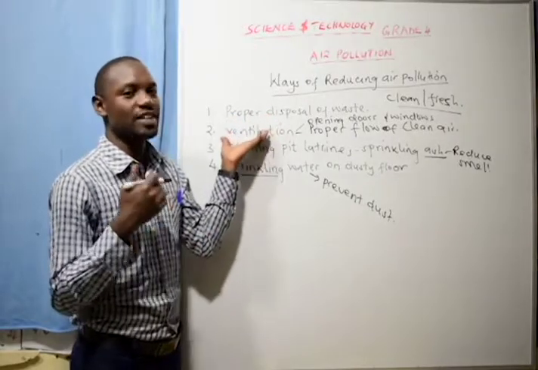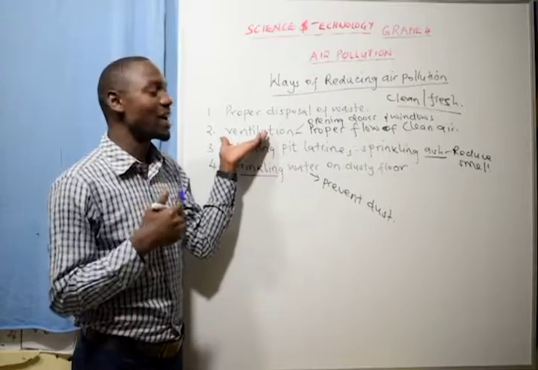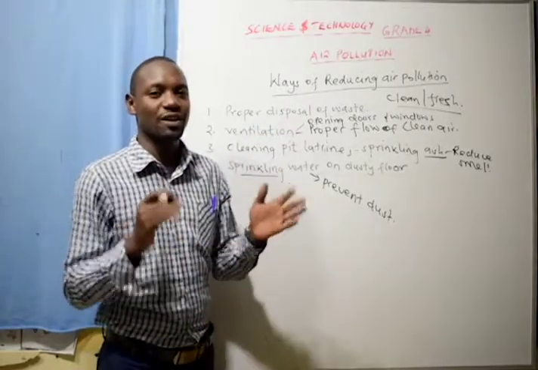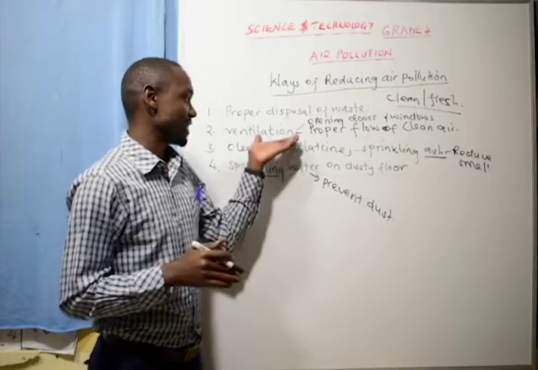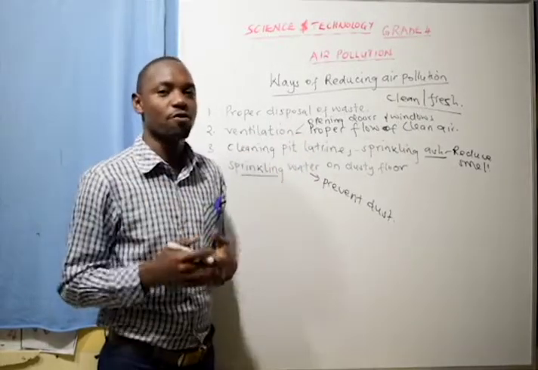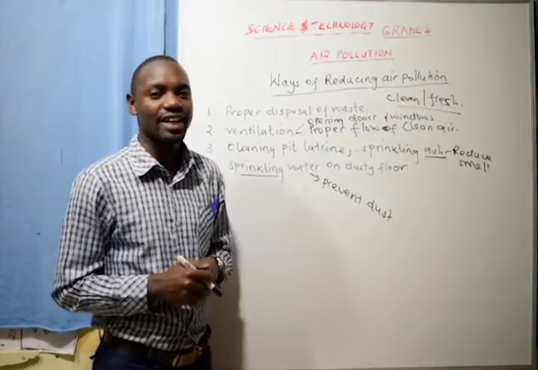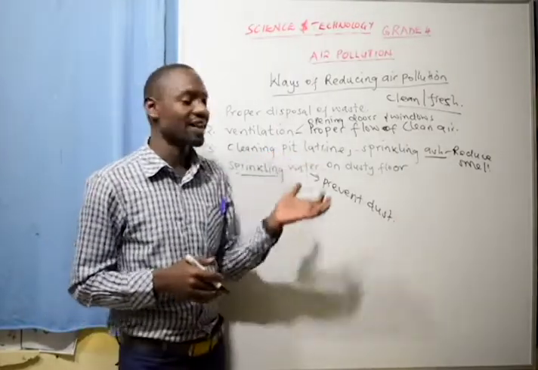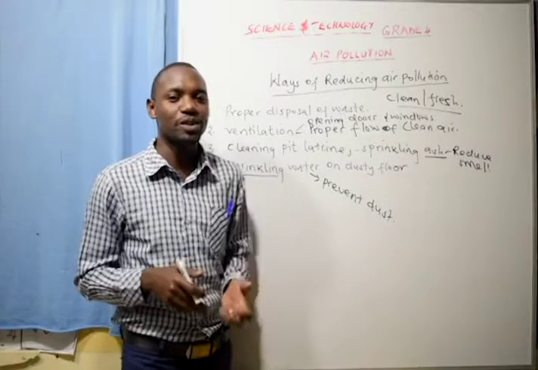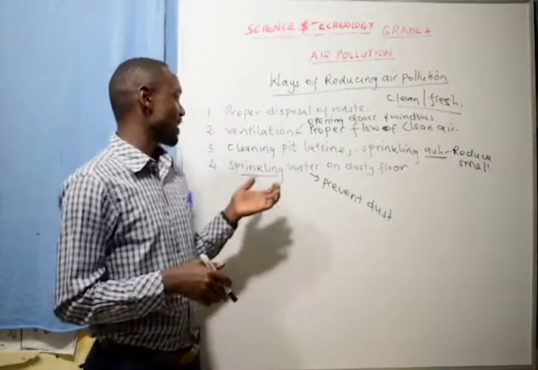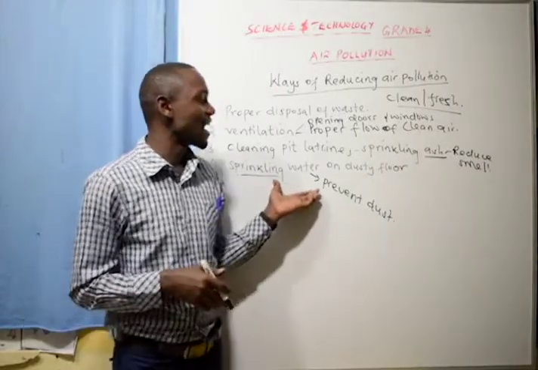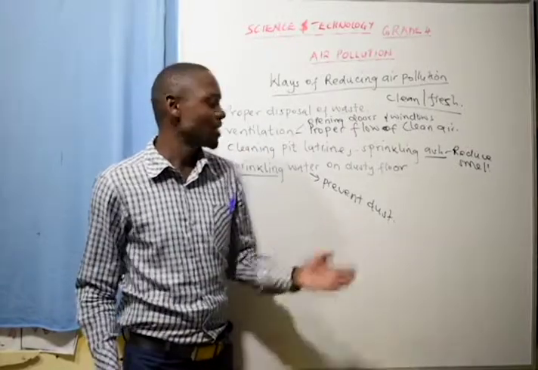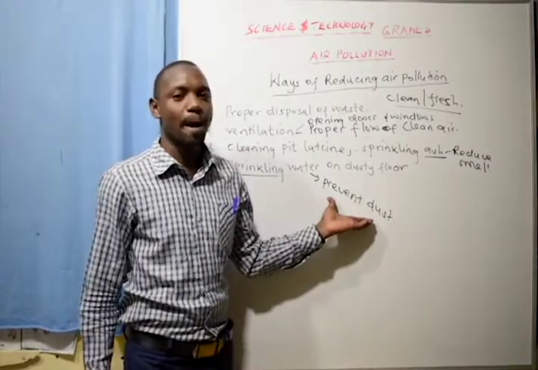Ensure that you live in a room that is well ventilated, meaning the doors and the windows have been opened. Ventilation will enable flow of fresh air inside the room. Make sure that as you clean the pit latrines, you sprinkle ash on the floor. And lastly, sprinkle water on the floor when you are mopping or sweeping to prevent dust from blowing.